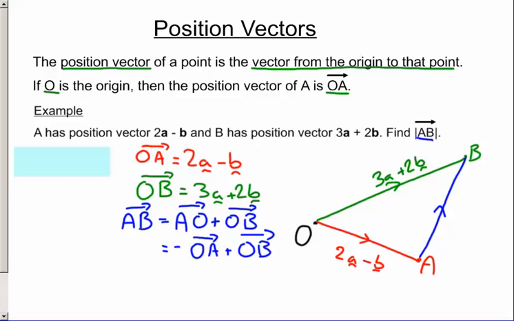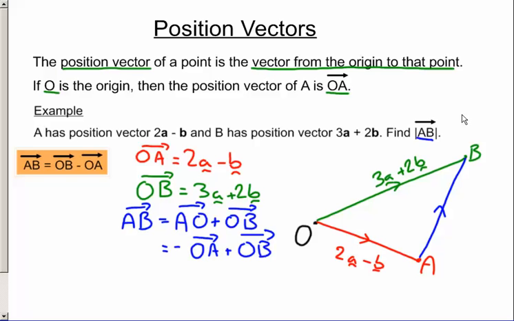And this actually gives us a general rule. When we're trying to find a vector AB, and we know the position vector of A and the position vector of B, we have this rule that AB is equal to OB minus OA. And we can see that here. If we start at A, we walk along negative OA and then positive OB to do the blue walk, the blue vector.